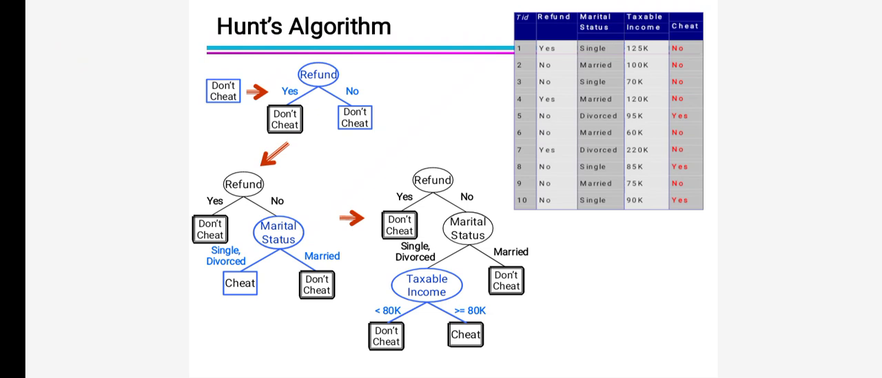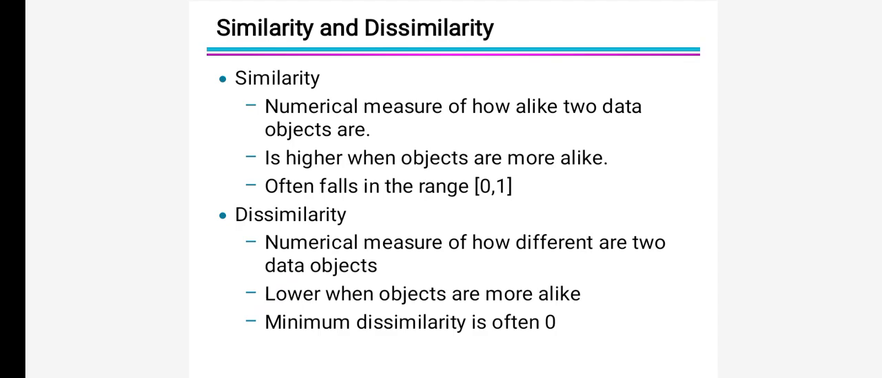Here you can see Hunt's algorithm. Don't cheat, refund yes or no. In refund, don't cheat, marital status, and in the second step we shall discuss marital status, taxable income. Now we shall discuss similarity and dissimilarity.